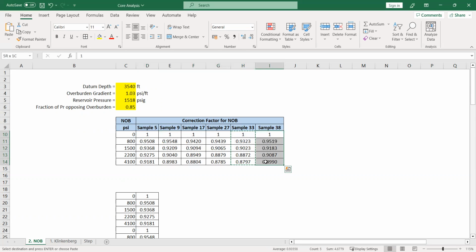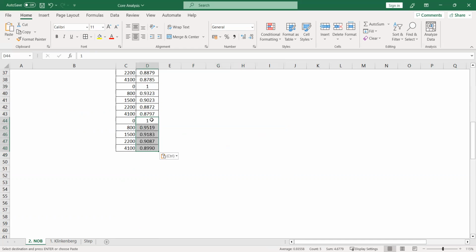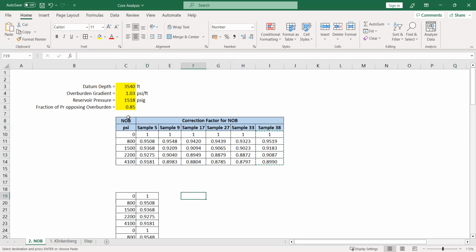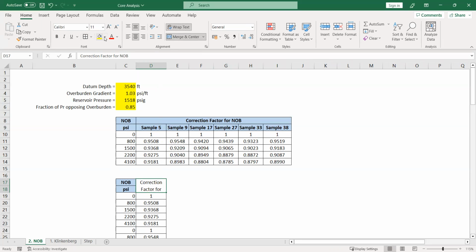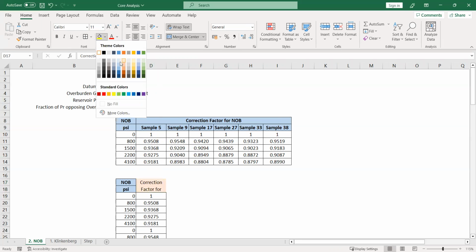And then lastly, sample 38. So this is NOB, and we can say this is the correction factor. Then just color it.